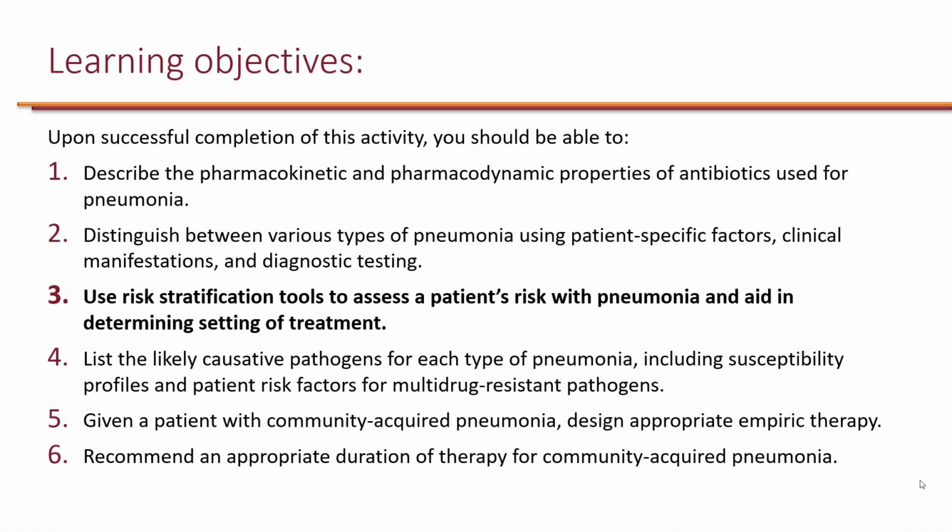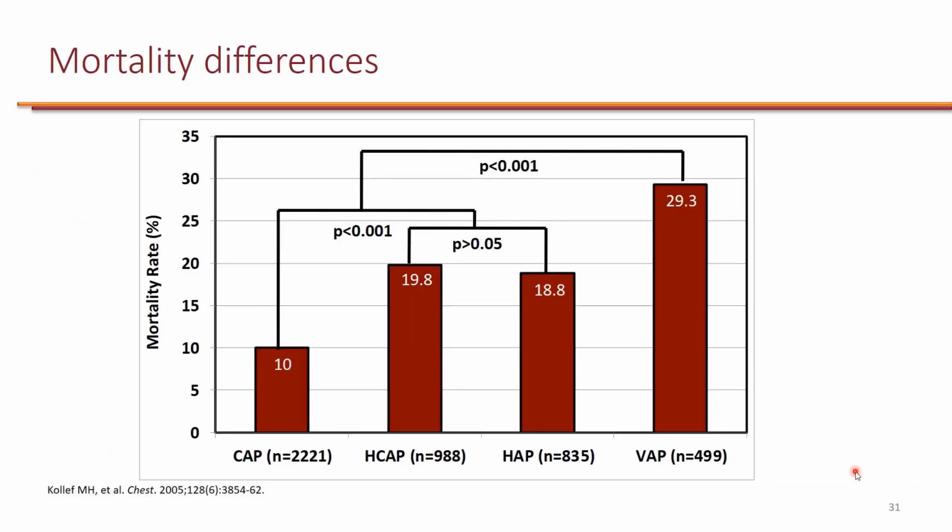We described the PK/PD properties of antibiotics used for pneumonia and distinguished between various types of pneumonia using patient-specific factors, clinical manifestations, and diagnostic testing. Now, let's use risk stratification tools to assess a patient's risk with pneumonia and aid in determining setting of treatment. Now, at this point, you should know that there are 4 different types of pneumonia. There's community-acquired pneumonia, healthcare-associated pneumonia, hospital-acquired pneumonia, and ventilator-associated pneumonia.